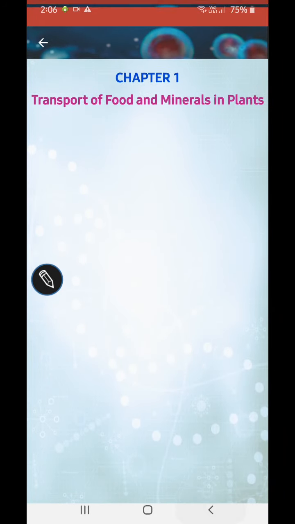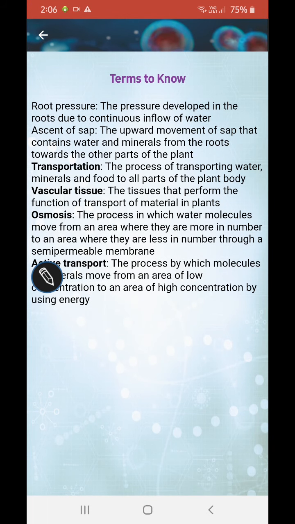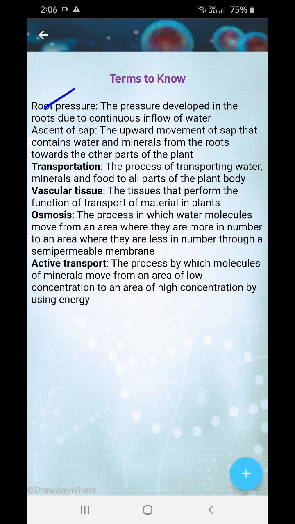Next, we go to terms to know. Now see over here, root pressure. The pressure developed in the roots due to continuous inflow of water. So due to this root pressure, active transport occurs. Next, ascent of sap. The upward movement of sap that contains water and minerals from the root. I already told you what is a sap and ascent of sap also. Transportation, the process of transporting water, minerals and food all over the body.